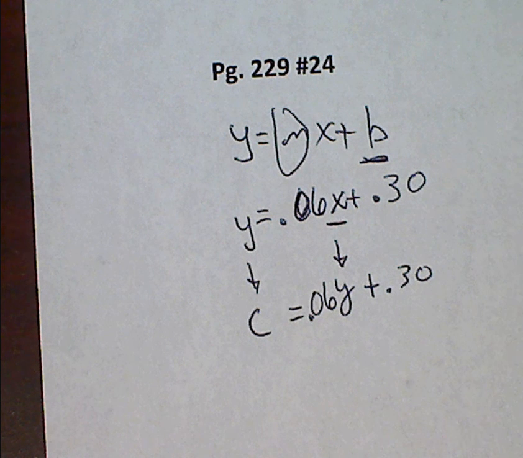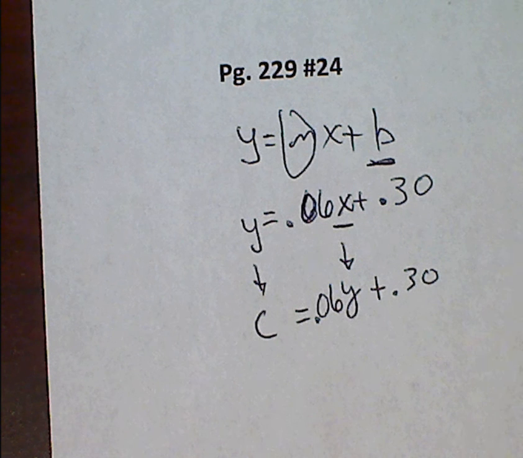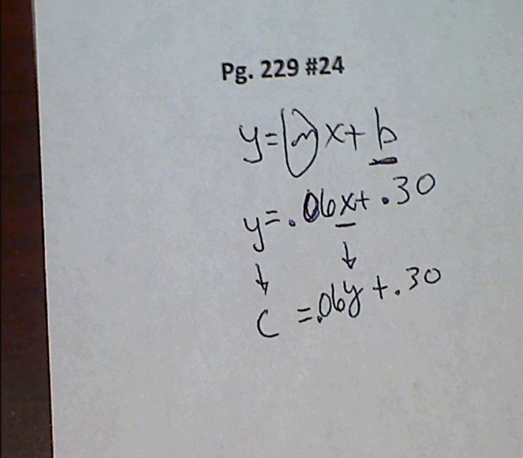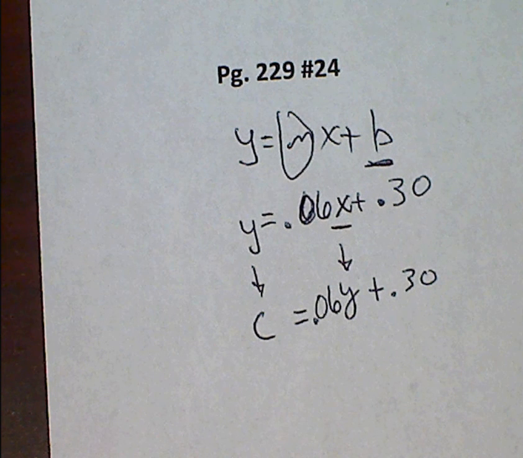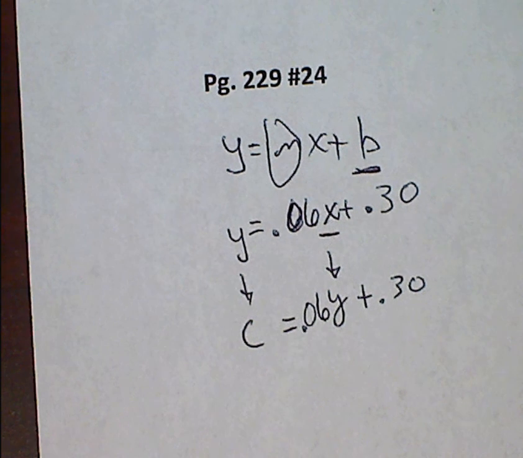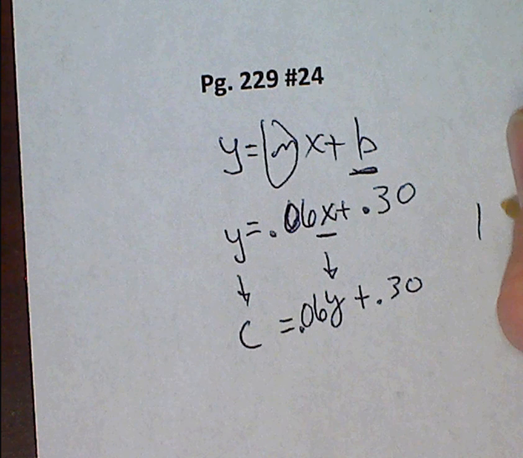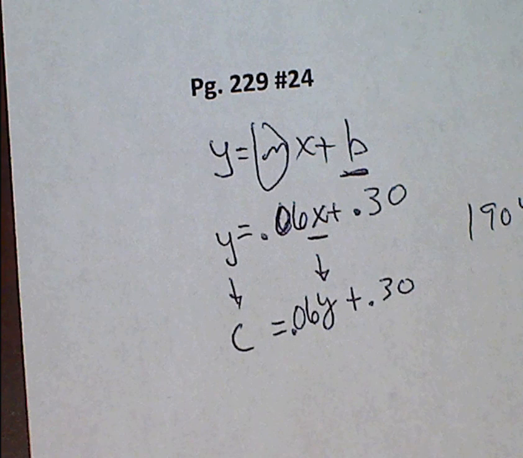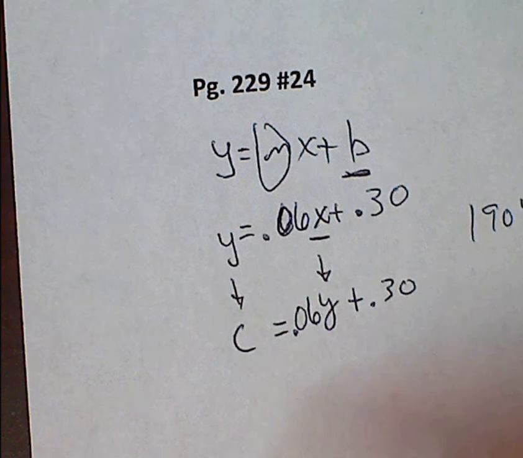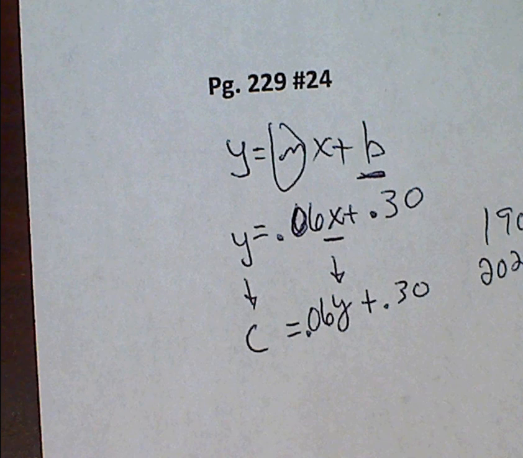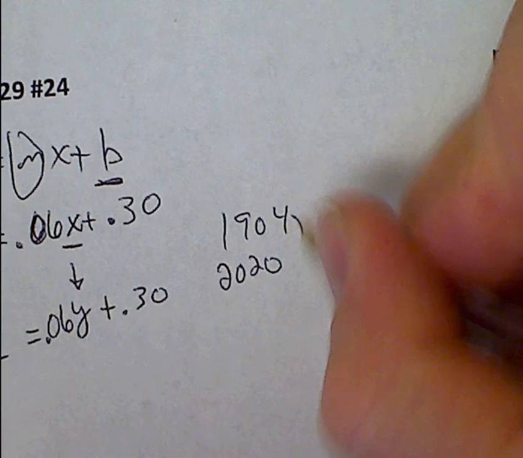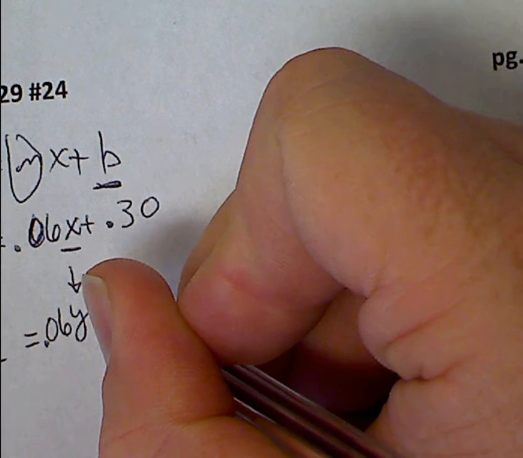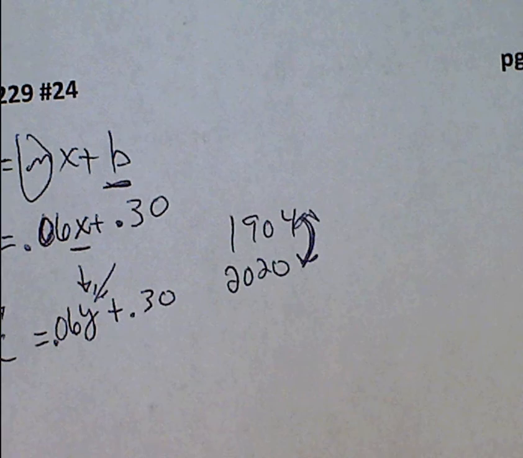So here we go. It says write a linear equation. If the trend continues, what will the cost of a dictionary be in 2020? So we started in 1904, and now what they want is to know what a dictionary is going to cost in 2020. Well, I have to find how many years this is. I can't plug in 2020 because this is years since 1904.